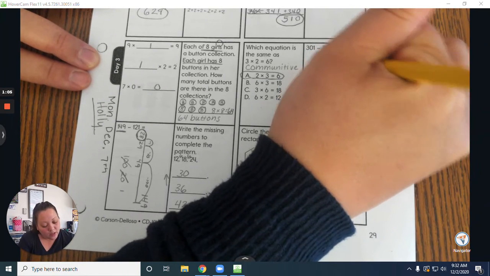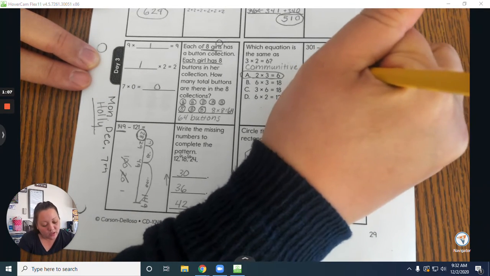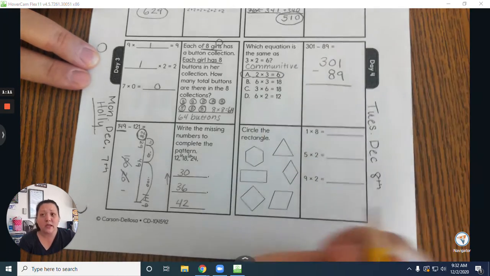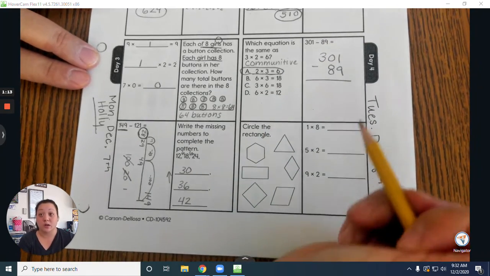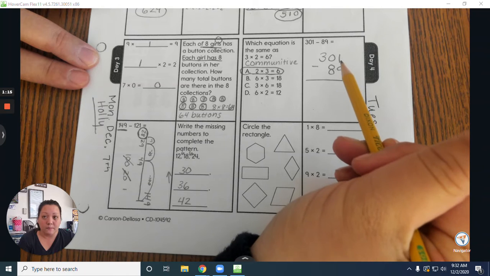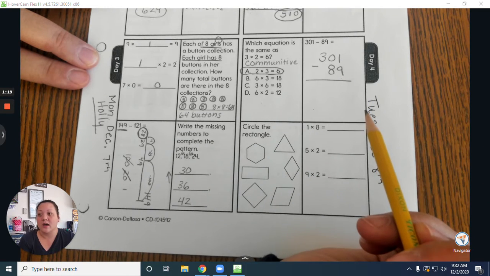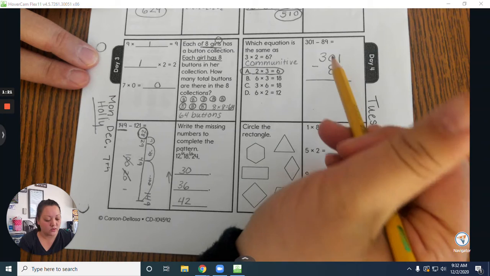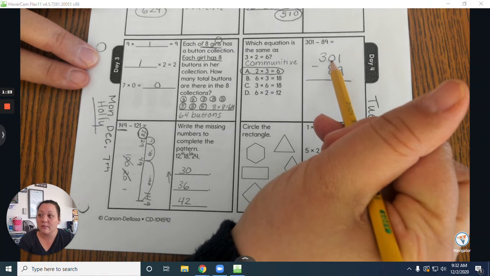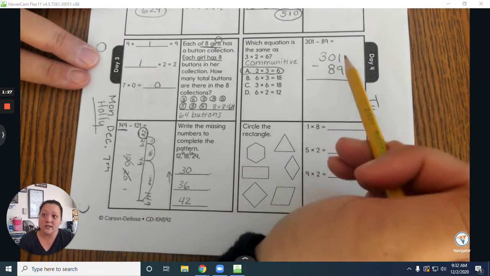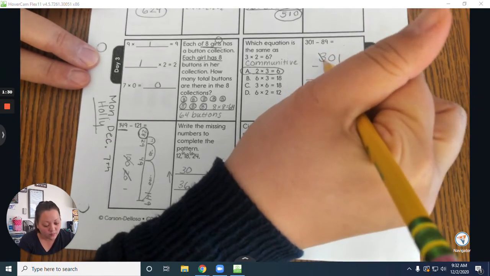301 minus 89. Okay, I'm going to set this up in standard algorithm form. If you haven't been borrowing, we need to try to learn to borrow, okay? So, I have 1, and I want to subtract 9. Unfortunately, I can't do that. So, I go to the tens. Can I borrow anything here? I can't, because there is a 0 here. So, I have to go to the hundreds.